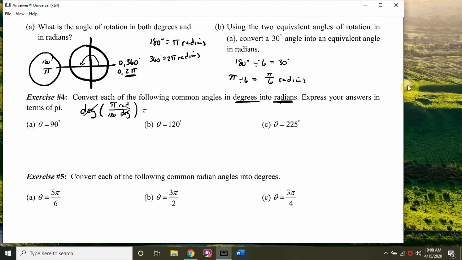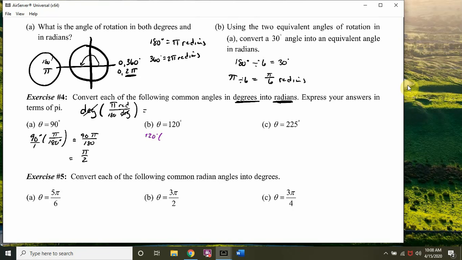Convert 90 degrees into radians. I take 90 degrees and I multiply it by pi radians over 180 degrees. The degree units are going to cancel. I'm going to get 90 pi over 180. Right? You can think of that as 90 over 1. Multiply tops, multiply bottoms. Now simplify. 90 over 180 is 1/2. So this simplifies to pi over 2 radians. Okay?